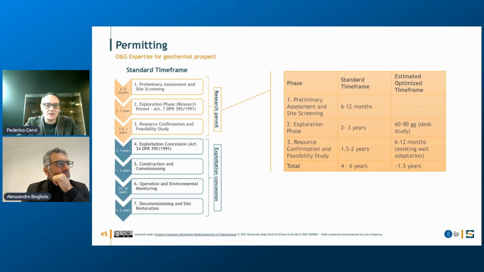The final phase, which is the resource confirmation and feasibility study phase, required an average of 2 years and could be reduced to 6 to 12 months. In short, the overall process, which we previously saw can take 4 to 6 years, can be reduced to less than half, around 2 years, resulting in significant time savings and enabling the subsequent concession for resource exploitation.